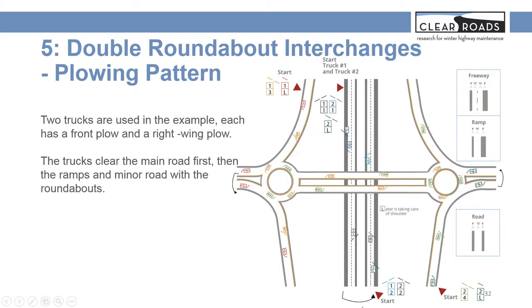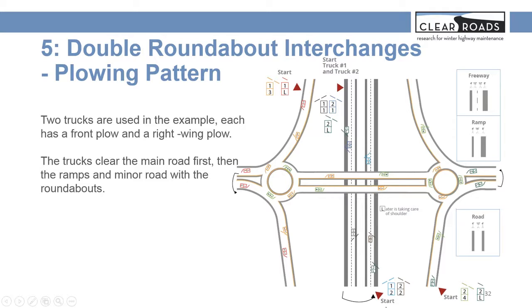And after that, truck number 1 will turn around and start a later pass. We call it 1L. So this 1L later pass will clear the shoulder. So have the front plow clear the shoulder, and then merge onto the minor road and turn around to clear the shoulder on the on-ramp. So that's the truck 1 passes.